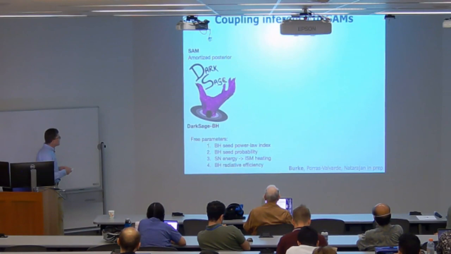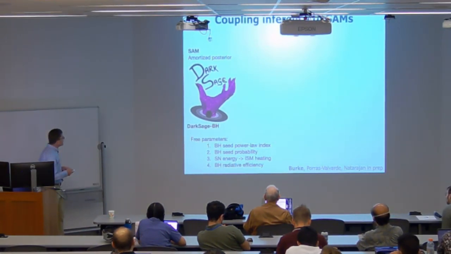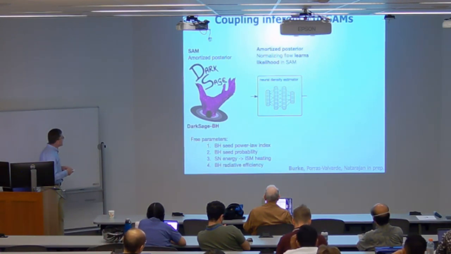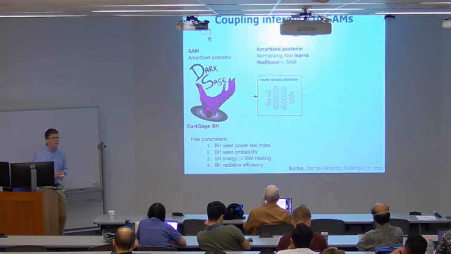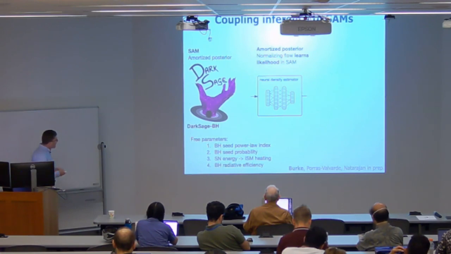And because these semi-analytic models have all of these uncertainties and degeneracies, what we're working on now is using an extension of the Dark Sage semi-analytic model, which we call Dark Sage Black Hole. We've added a really simple, the simplest thing I could think of, power law seeding prescription to Dark Sage. We're going to treat this power law index and the probability that every halo is seeded as a free parameter, in addition to the other free parameters in Dark Sage. In this case, there aren't many.